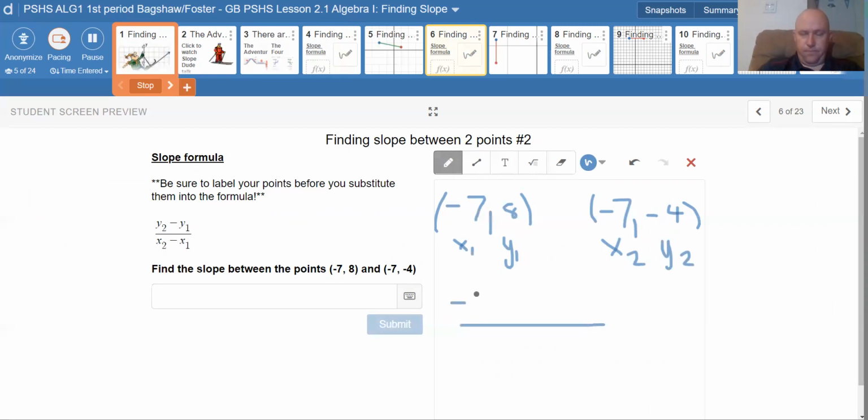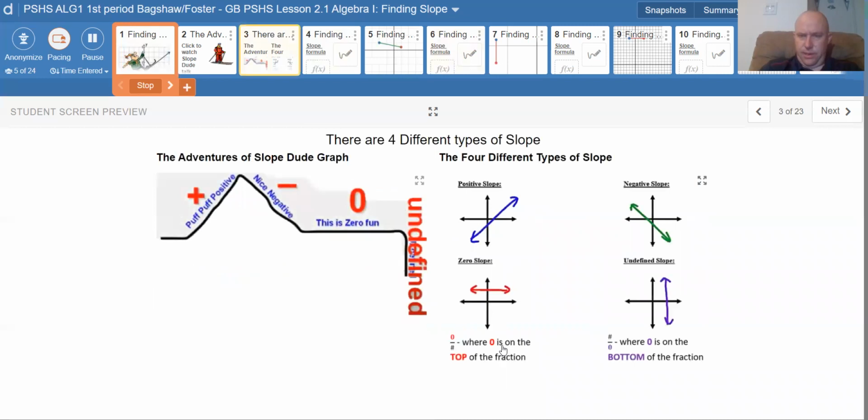So y2, I can see is negative 4, subtract y1, which is 8, and I'm going to divide by x2, which is -7, take away x1, which is also -7. And you can just type this straight in one go. If you work them out separately, you would end up with -12 over 0. And that was one of the ones that was mentioned earlier. If the 0 is on the bottom when you divide, you'll actually have something that is undefined.